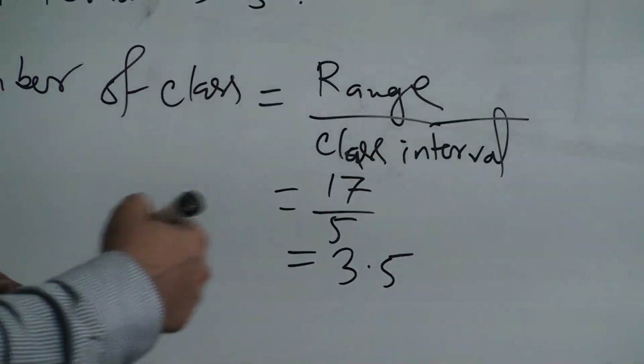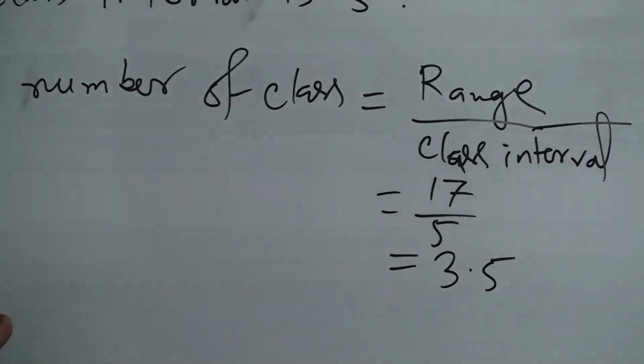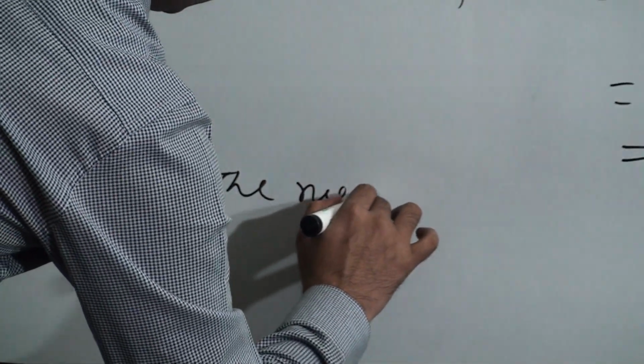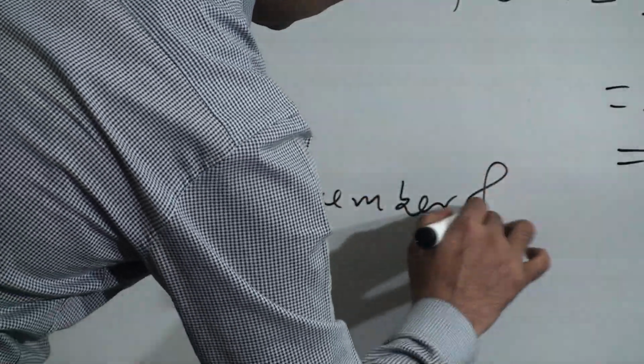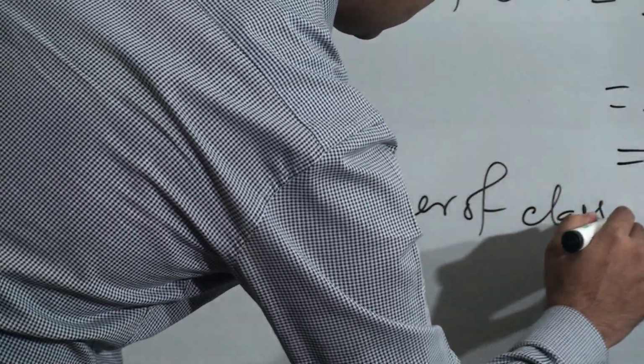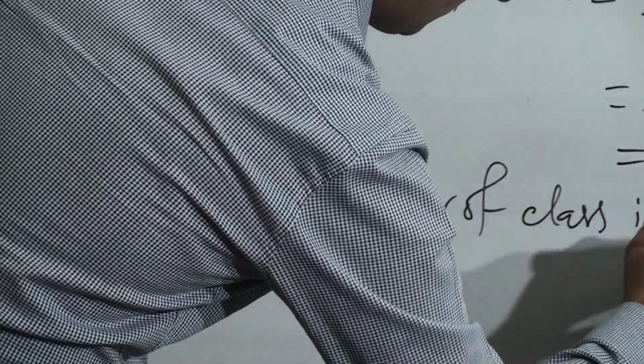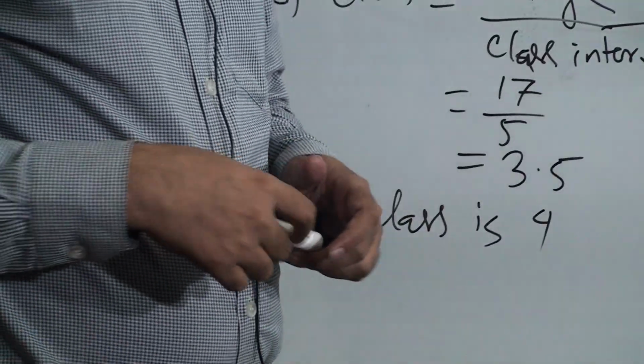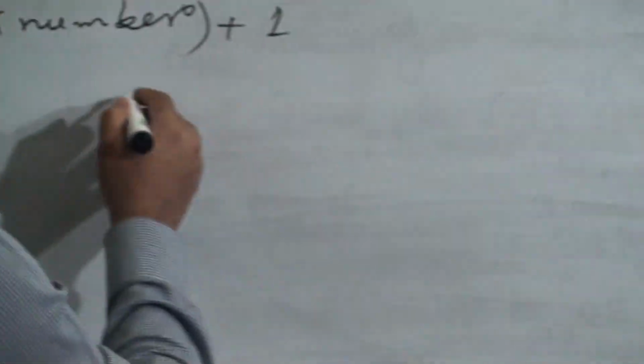What is the next number? So the number of classes is 4. As this is 3.4, we need to consider the next integer. Okay, so I will show the next part here. How can I arrange the data here?